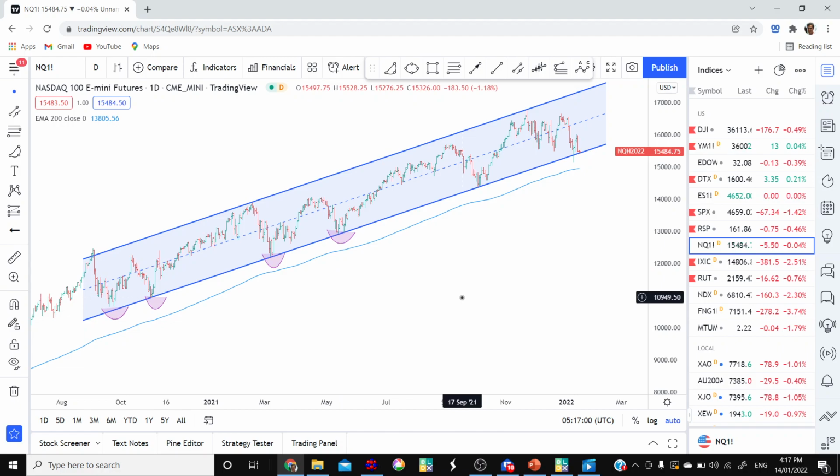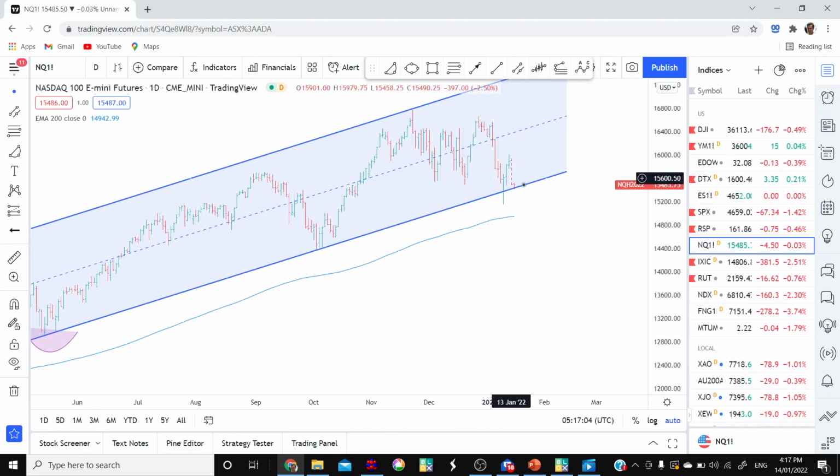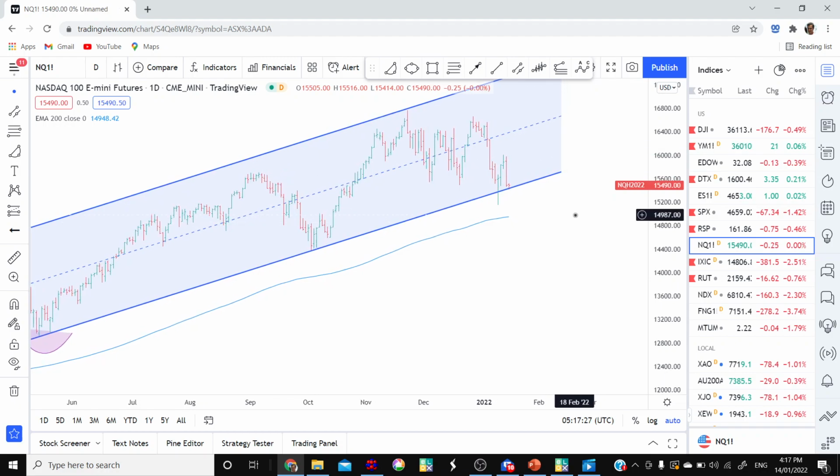So let's look at where the NASDAQ is now. Zoom in on this, and the NASDAQ is really testing this lower boundary here. I'm recording this on Friday afternoon in Australia. We're going to see what happens in the US overnight on Friday there. So by the time you're watching this, the market could have fallen, or it could have had a rebound. We're going to have to wait and see how that all pans out.